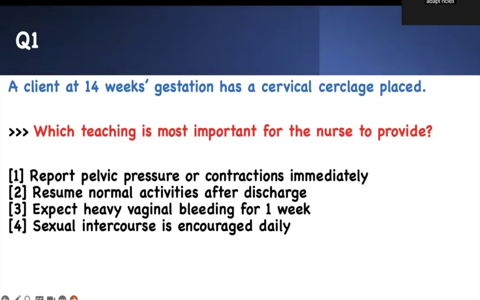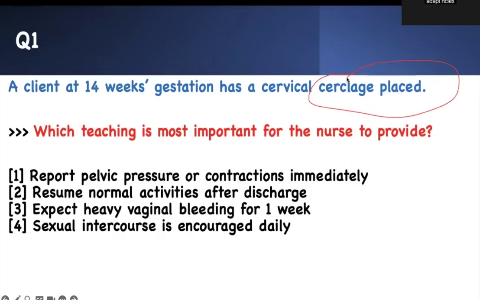What am I trying to teach you? Which teaching is most important for the nurse to provide? A client at 14 weeks gestation has a cervical cerclage placed. The concept is what? Cerclage. Every question, try to underline one key fact. But what is that? Cerclage placed. Which teaching is most important for the nurse to provide?